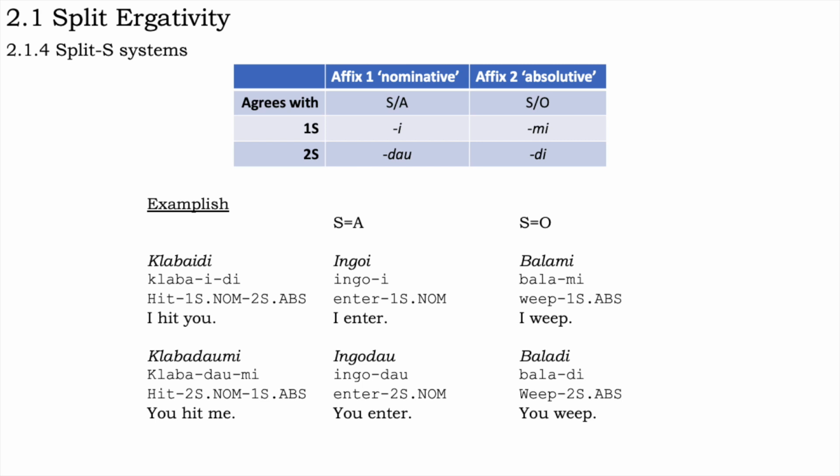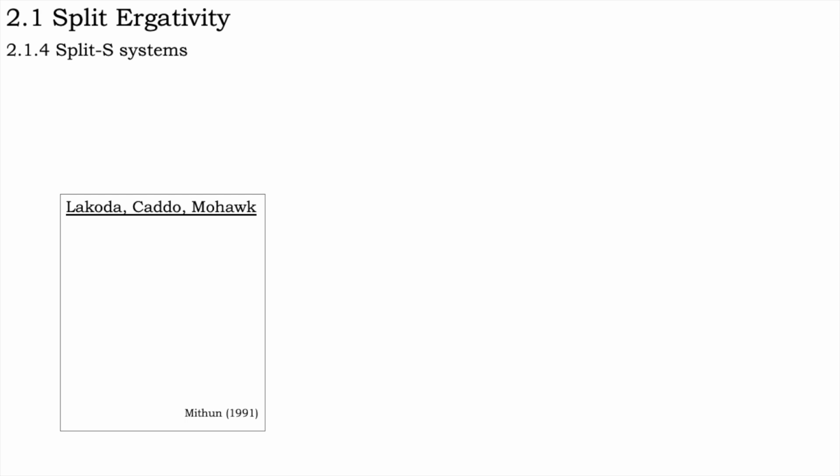For instance, Mithen, 1991, as cited in Dixon, describes the semantic basis of S equals A versus S equals O in Lakota, Caddo, and Mohawk by saying that prototypical S equals A arguments perform, affect, instigate, and control events, whereas prototypical S equals O arguments are affected, things happen or have happened to them. Mithen also investigated the changes in this distinction over time, although Dixon doesn't go into any detail on these changes.